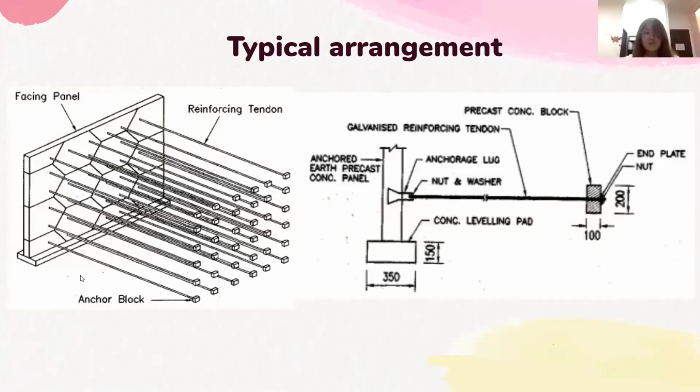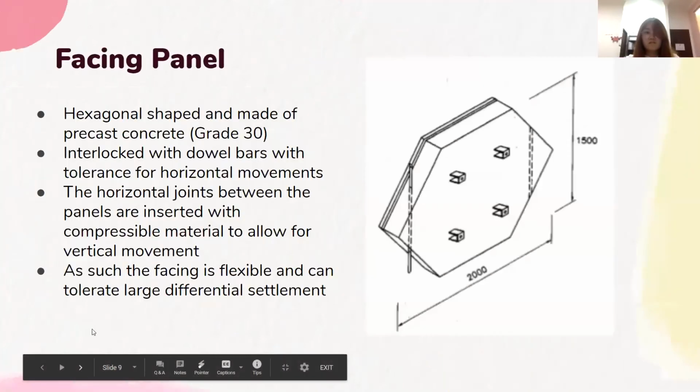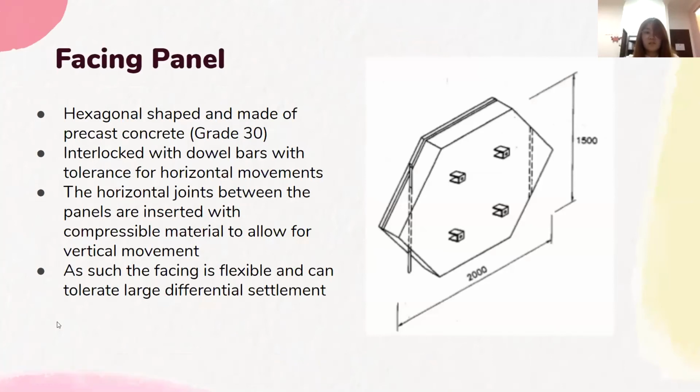This is the typical arrangement for facing panel, reinforcing tendon, and anchor block. Next. So the facing panel is a hexagonal shape and made of precast concrete, which is grade 30. It is also interlocked with dowel bars with tolerance for horizontal movements. The horizontal joints between the panels are inserted with compressible material to allow for vertical movement. As such, the facing is flexible and can tolerate large differential settlement. Next.